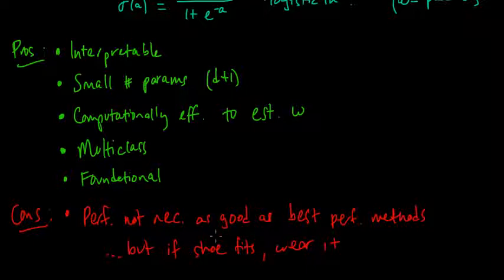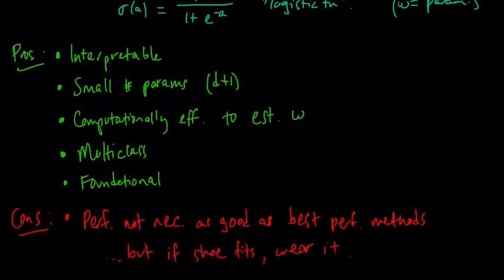Okay, so I guess that's the only con I wanted to mention. And next, we're going to take a look at how to estimate this w parameter using maximum likelihood.